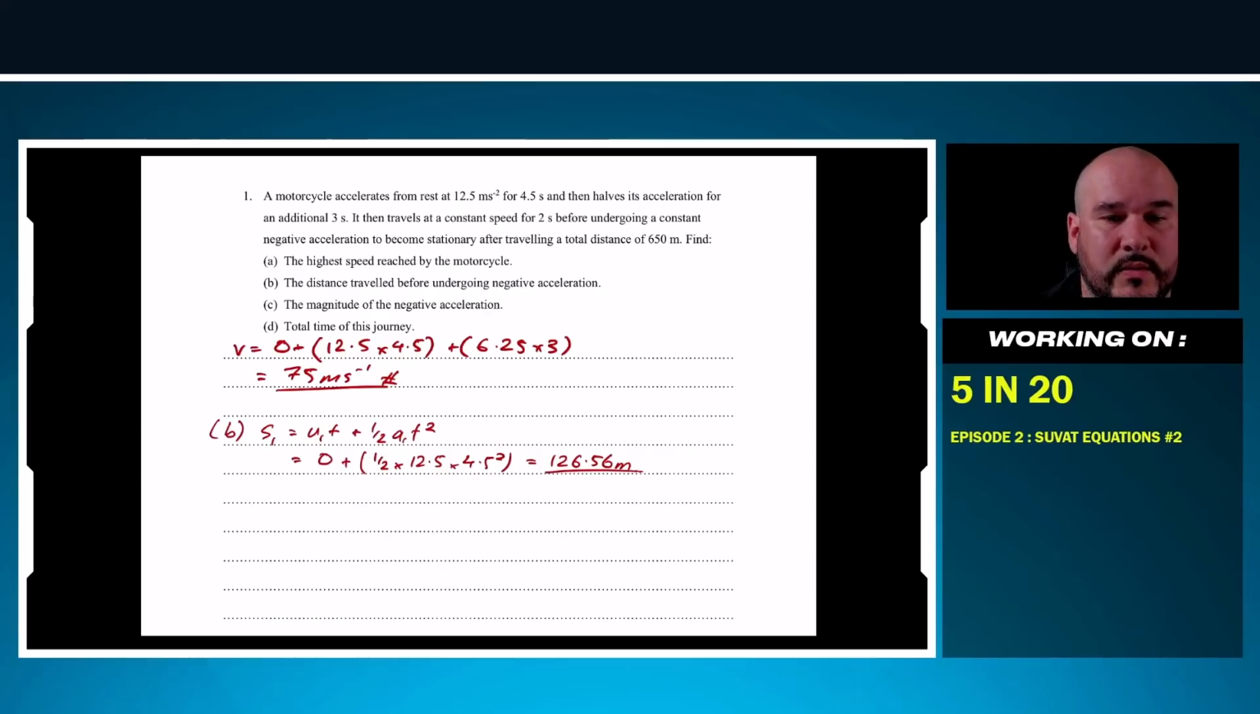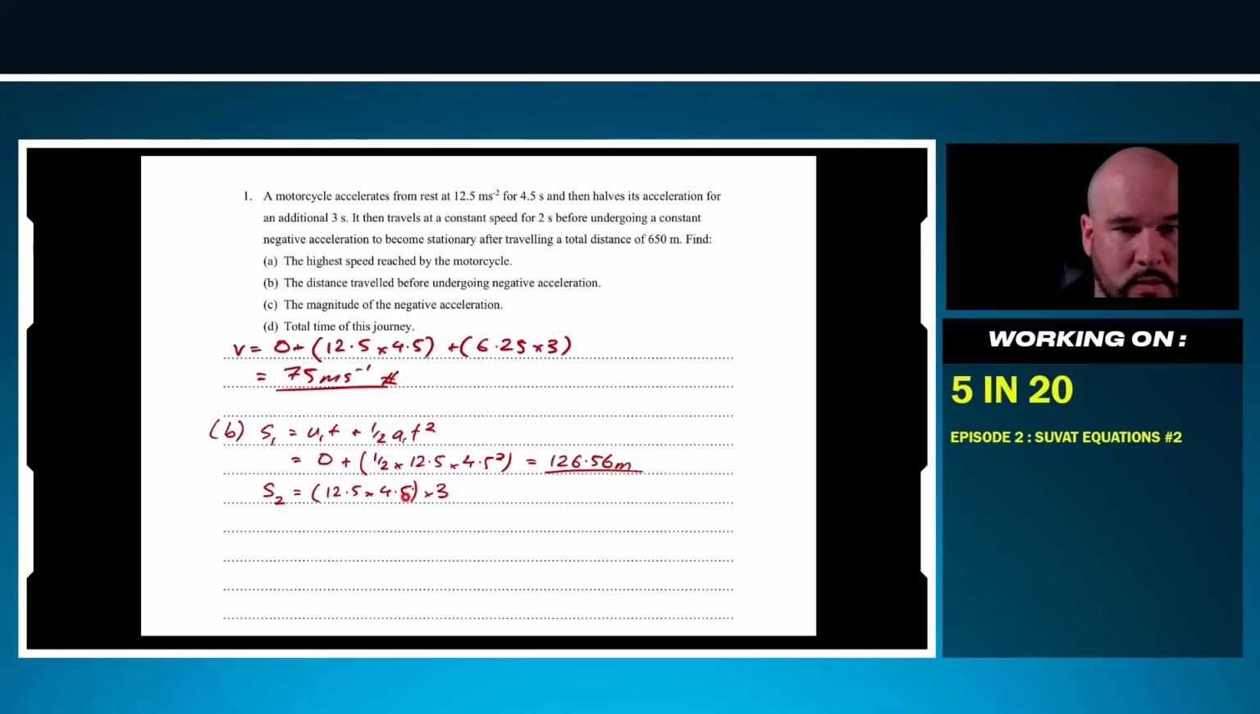Do the same thing for the second section. Now it's ut plus half at squared again, but recognizing that u is not 0. The u for the second part of the journey is the final speed of the first part of the journey. So that's 12.5 times 4.5, and then we multiply that by our time of 3. This 3 comes from the 3 seconds for the second section, so t is equal to 3.